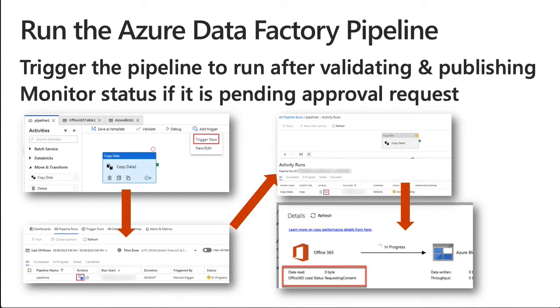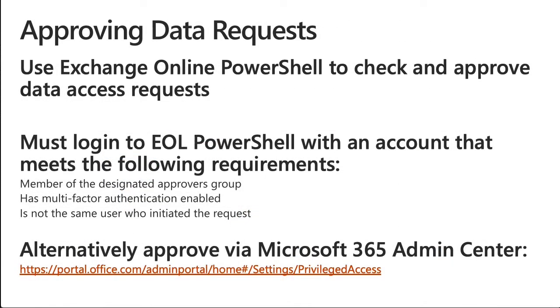Now, what you have to do is monitor the status to see if there is a pending approval request. When you see these approval data requests out there, you're going to use the Exchange Online PowerShell to check and approve the data request. That's one option. Alternatively, you can use the Microsoft 365 admin center, and there's a dedicated URL that you can go to do this. Now, if you choose to use Exchange Online, you're going to have to log in using the Exchange Online PowerShell with an account that meets the following requirements.